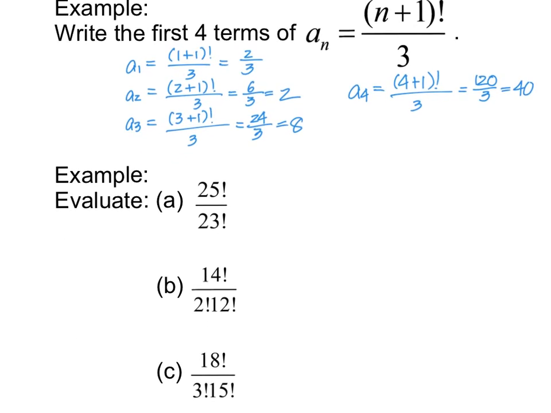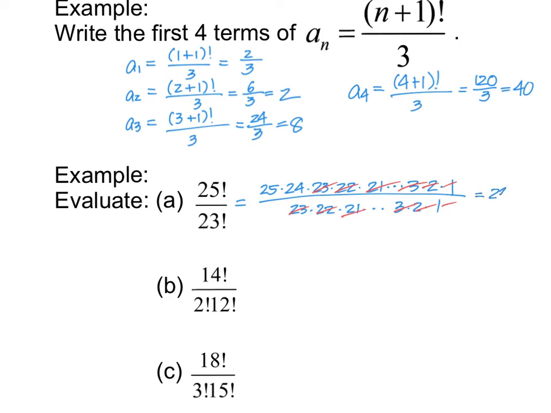And so now, let's simplify expressions with factorials in it. 25 factorial is 25 times 24 times 23 times 22 times 21, all the way down to 3 times 2 times 1. 23 factorial is 23 times 22 times 21, all the way down to 3 times 2 times 1. As you can see, everything 23 and below cancels, giving you 25 times 24. Okay? And 25 times 24 is 600.